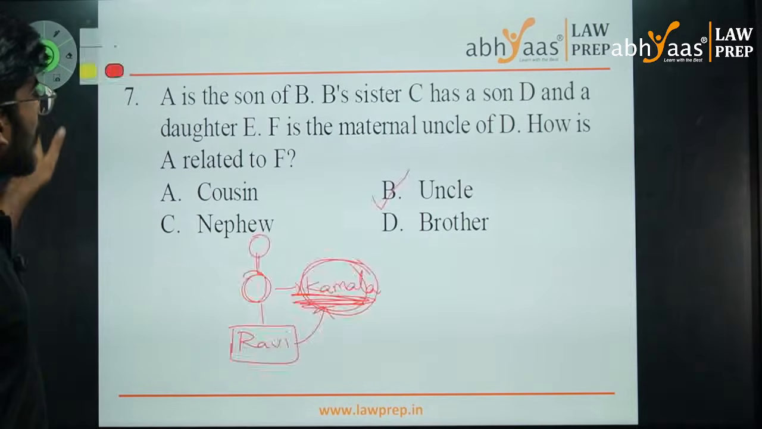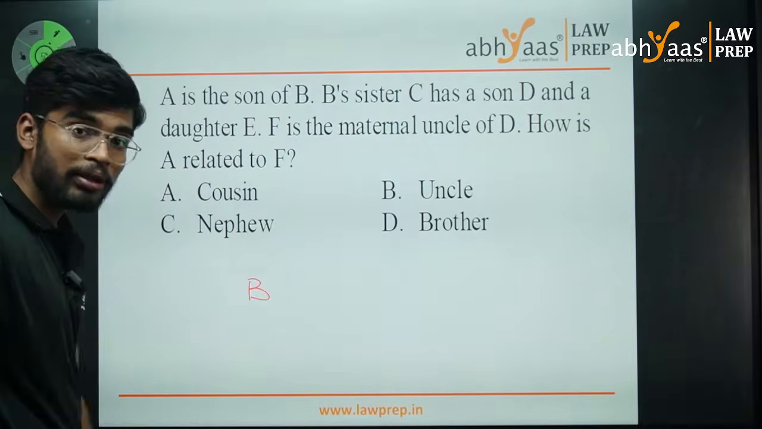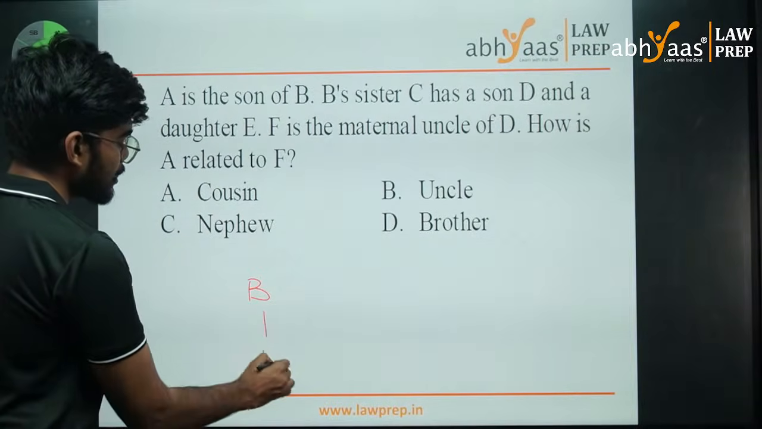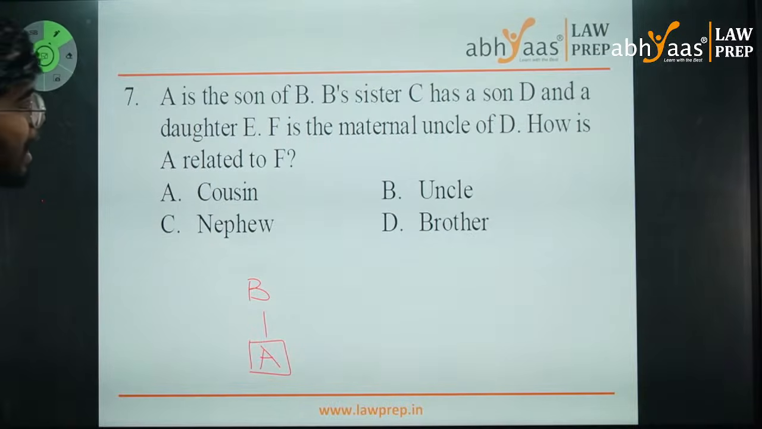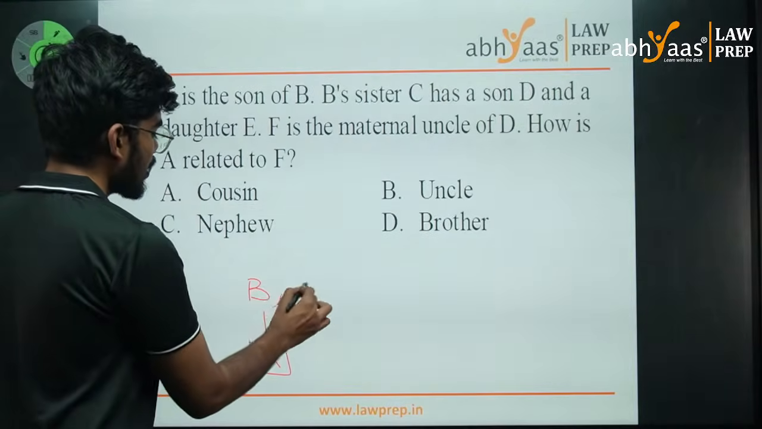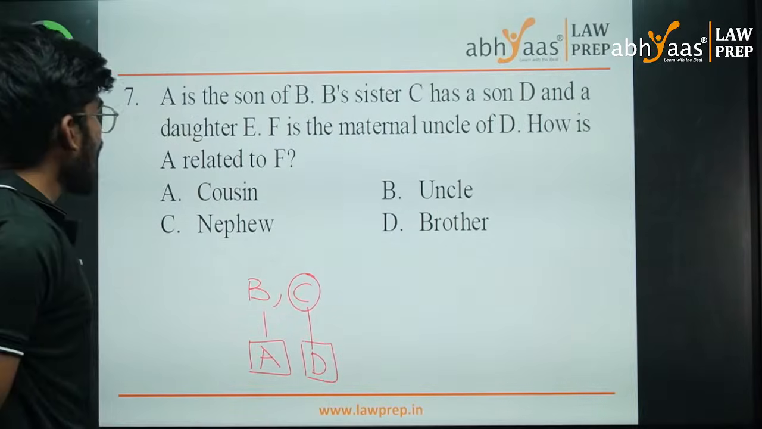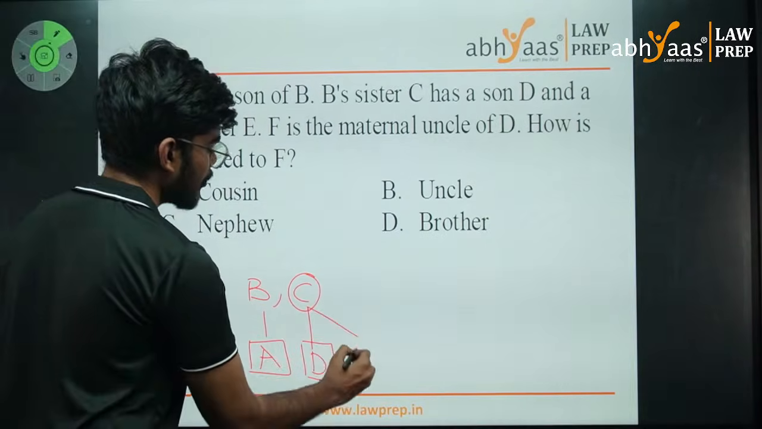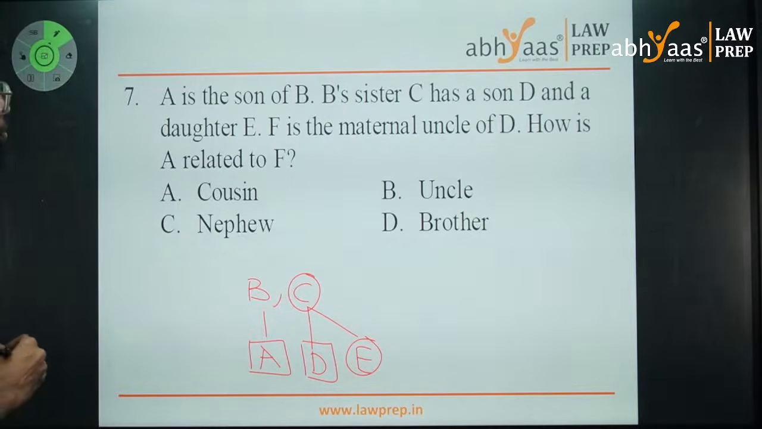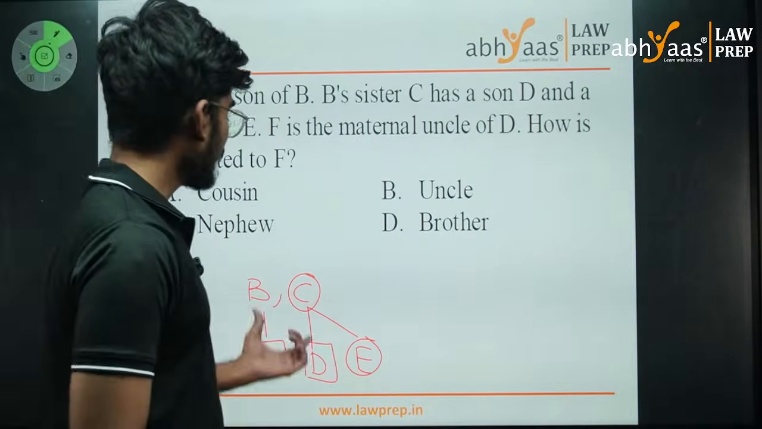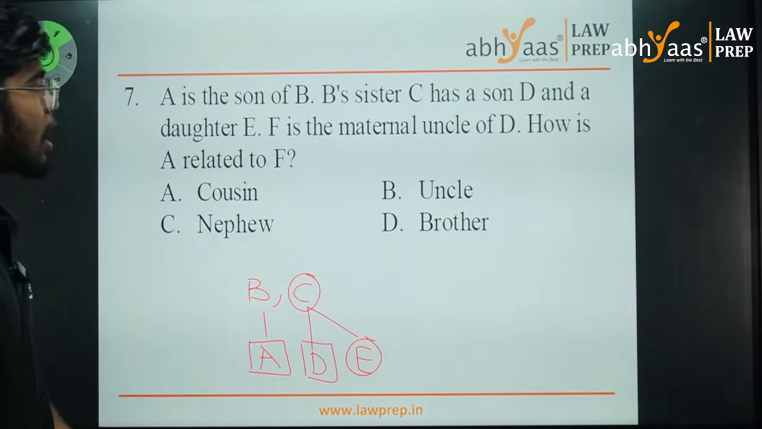The next one. A is the son of B. This is B. The gender of B is not specified. Next. B's sister C has a son D and a daughter E. He is also having a daughter who is E. F is the maternal uncle of D. Okay. F is the maternal uncle of D. How is A related to F?